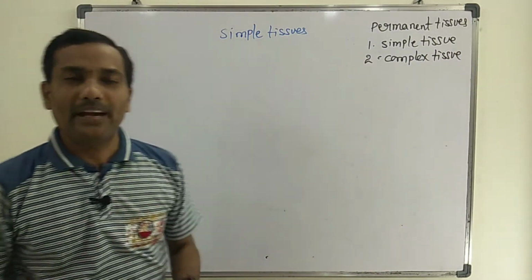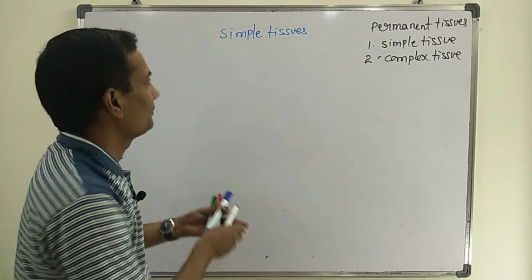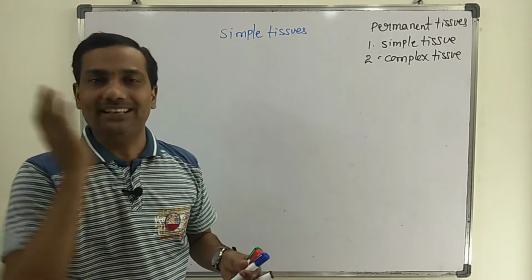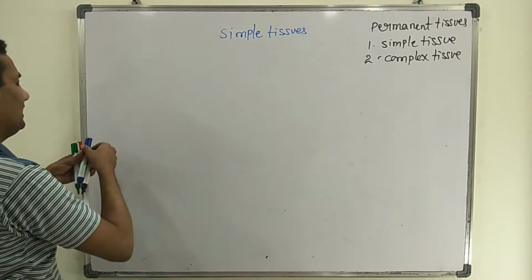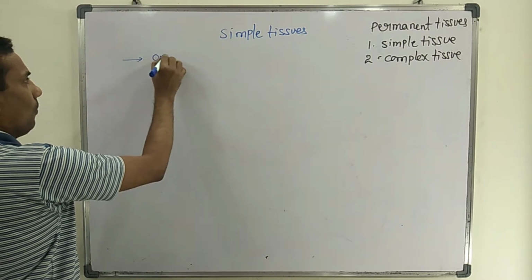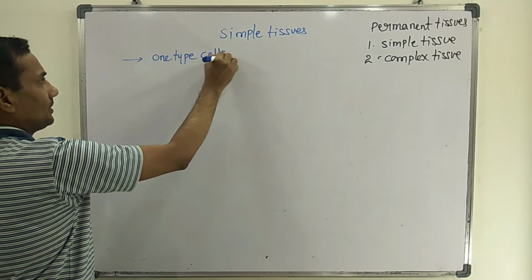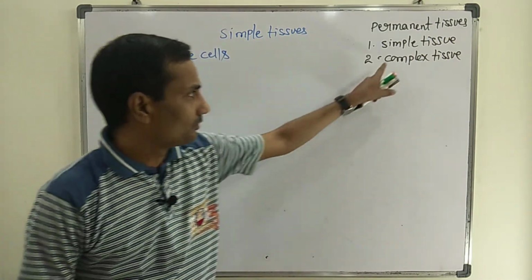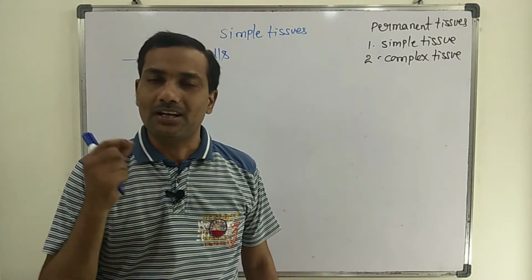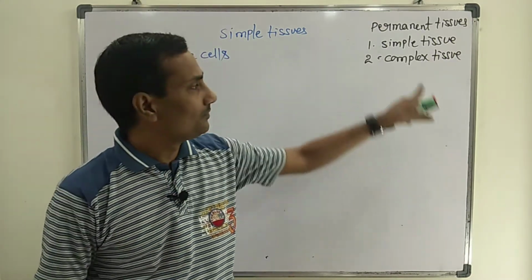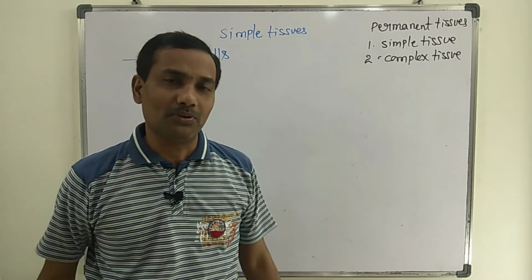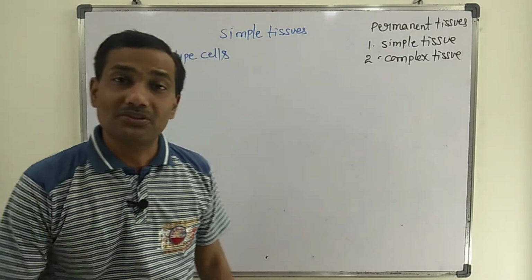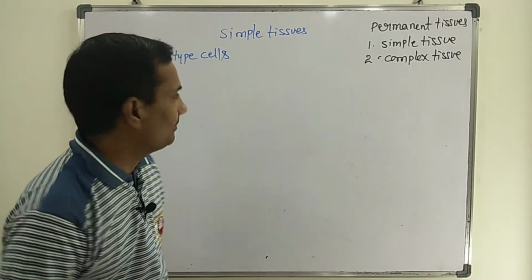Simple tissues are made up of only one type of cells. Any type of simple tissue, whether parenchyma, collenchyma, or sclerenchyma, is made up of only one type of cells. But complex tissues are made up of different kinds of cells. There are three types of simple tissues: parenchyma, collenchyma, sclerenchyma. Complex tissues are broadly divided into two types: xylem and phloem.